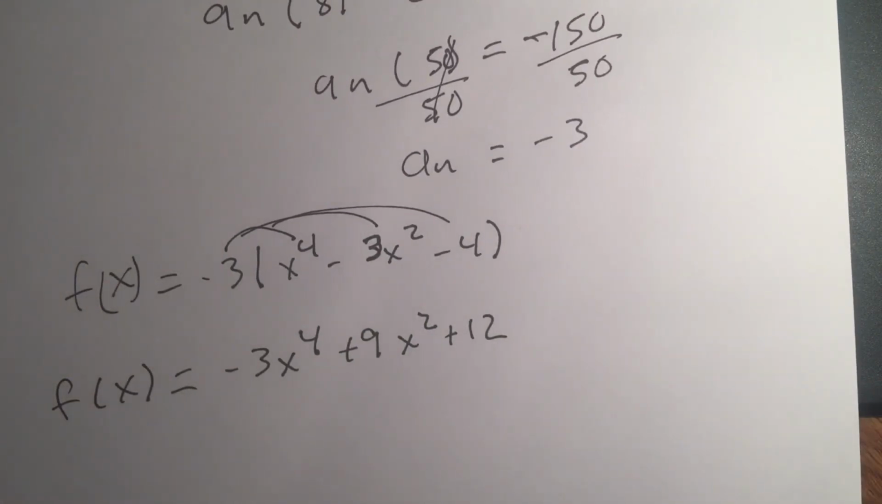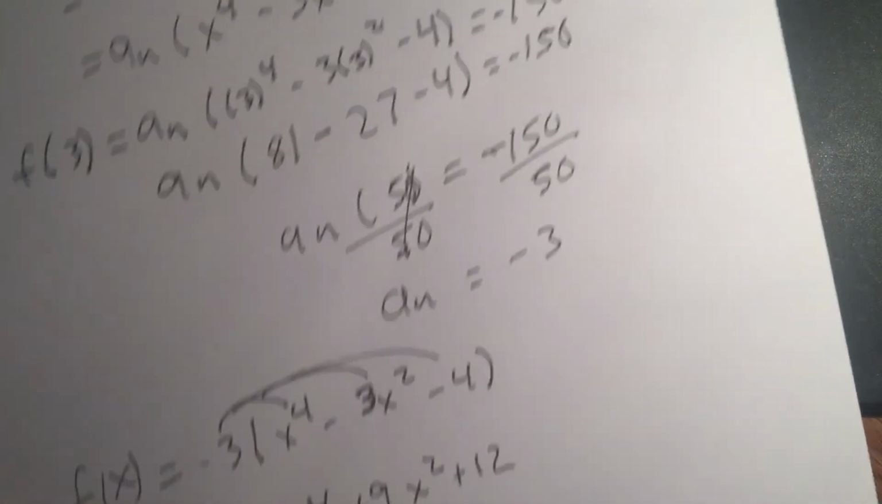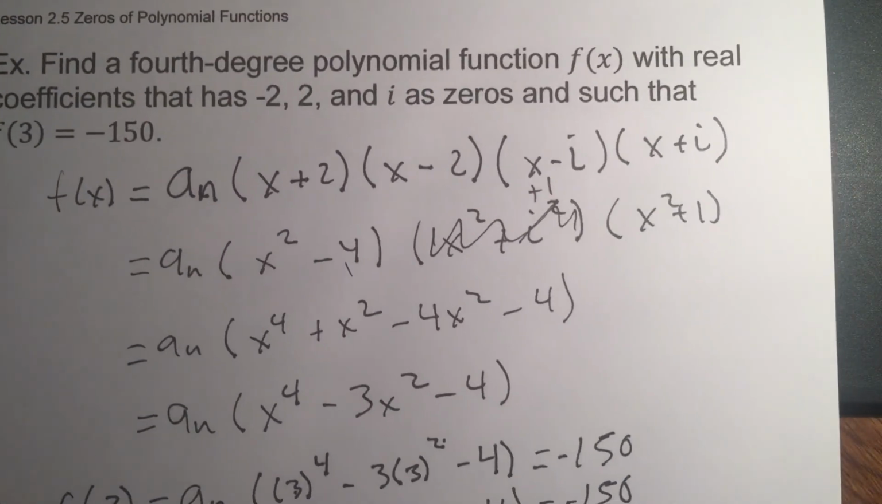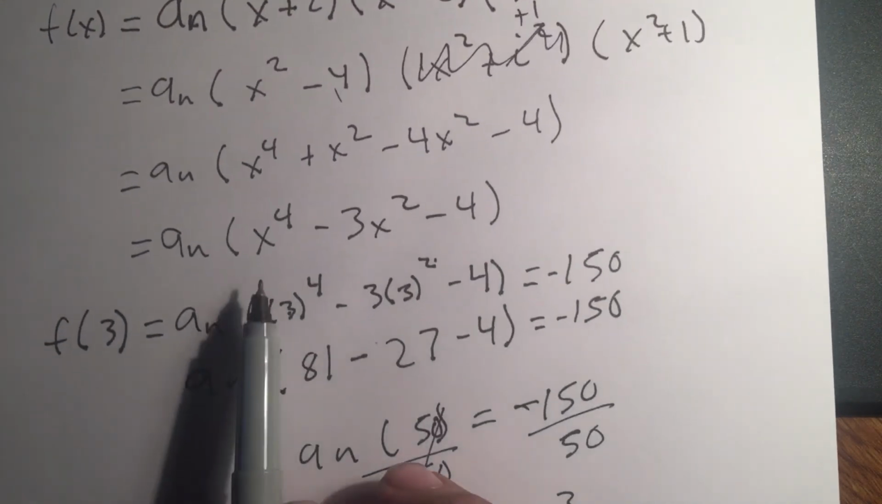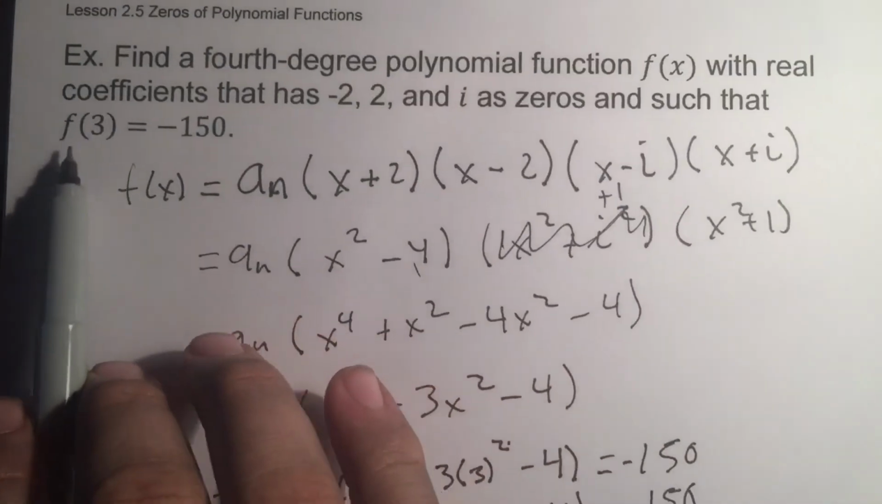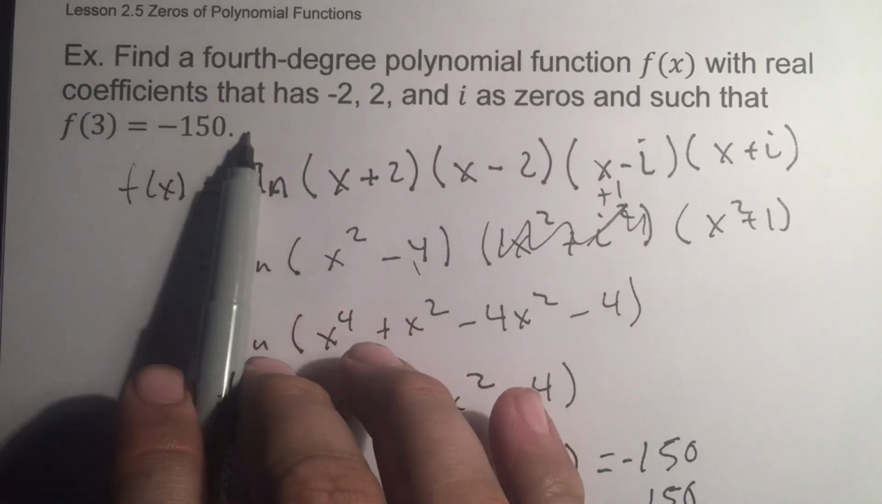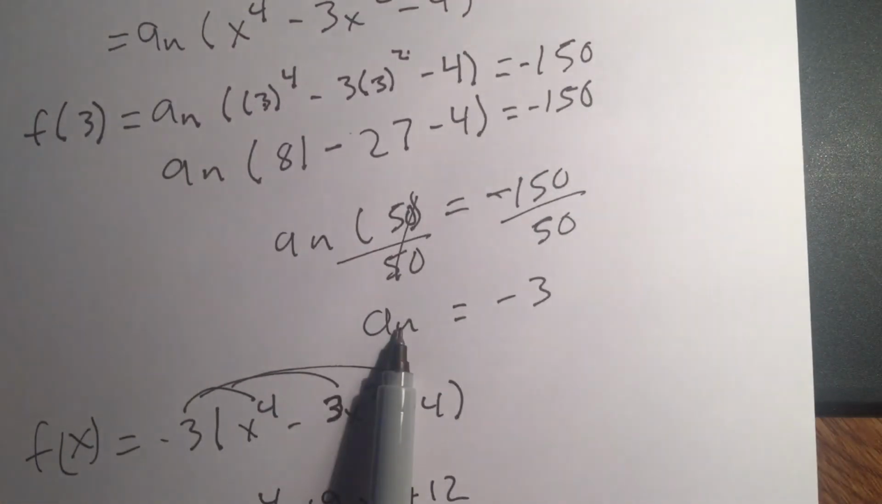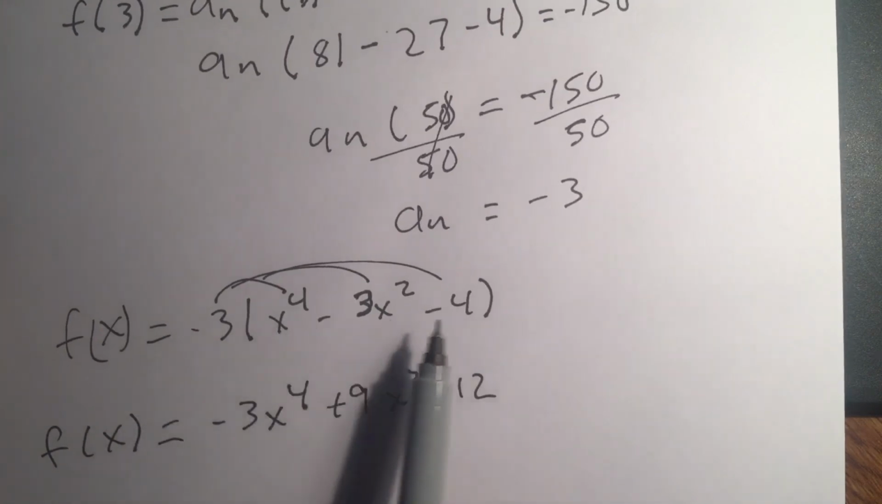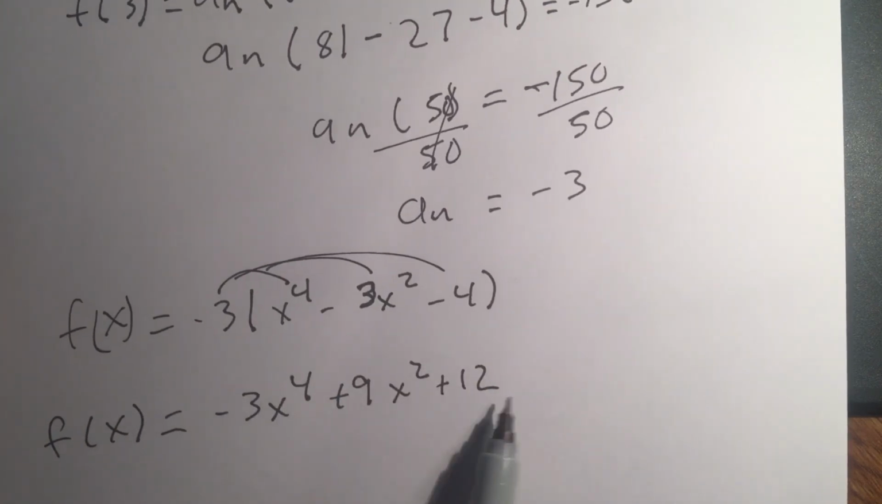So we have the zeros. Basically what you're going to do is put them into that form of x minus whatever the zero is, and then you multiply them out. Once you have them all multiplied out, use the information they give you, then define your a sub n, distribute your a sub n in, and that's your final equation.